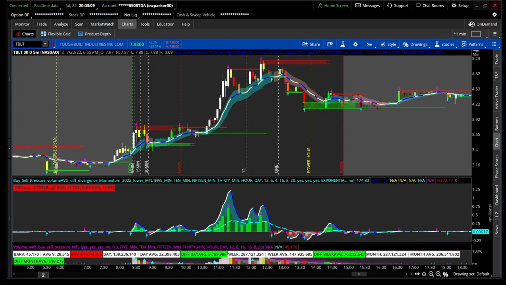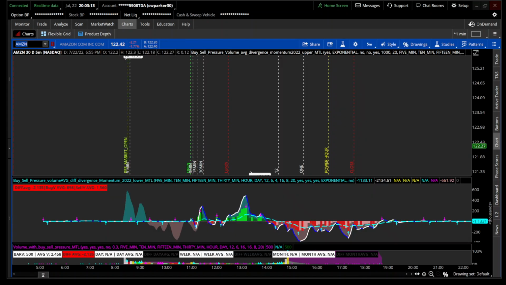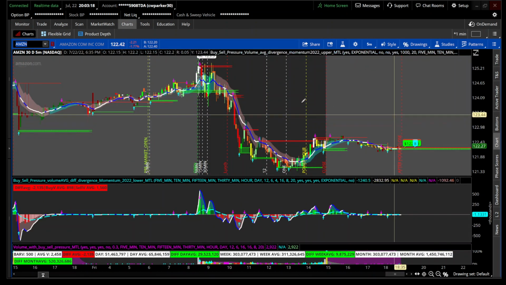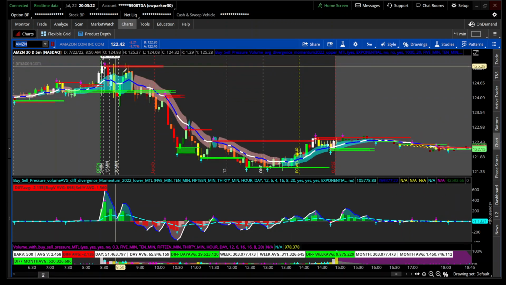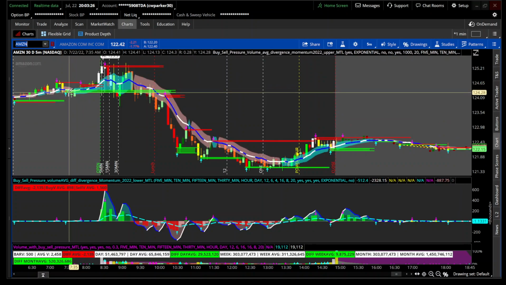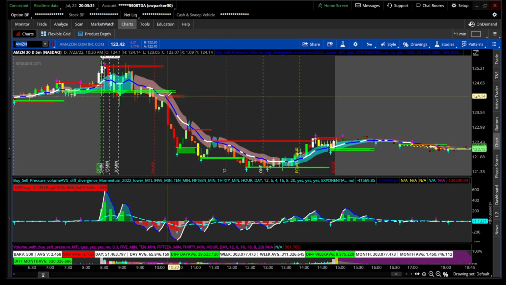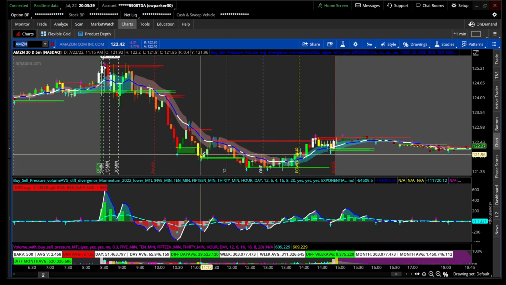So we can go look at Amazon, a complete washout today. It gave back all the gains, at least from 125 back down to 121. You can see how this pre-market area worked as support until it finally collapsed. It tried to push back up, but you got a selling divergence here, and it pushed all the way back down. It tried to come back above, same thing.